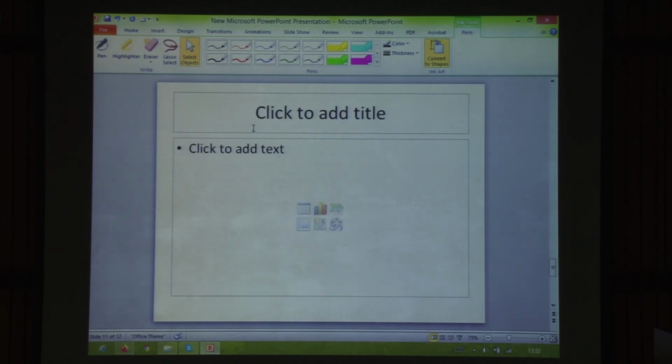Okay, let's try and do it here. Which one? This one. Achha, convert to shapes. Okay. Yeah. Has it gone? Okay.